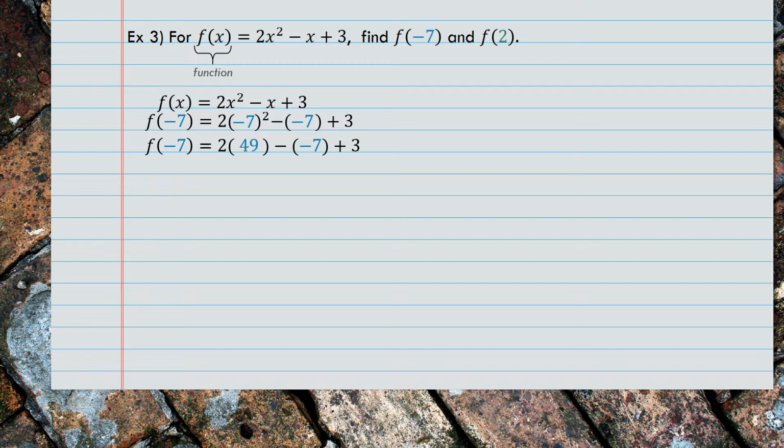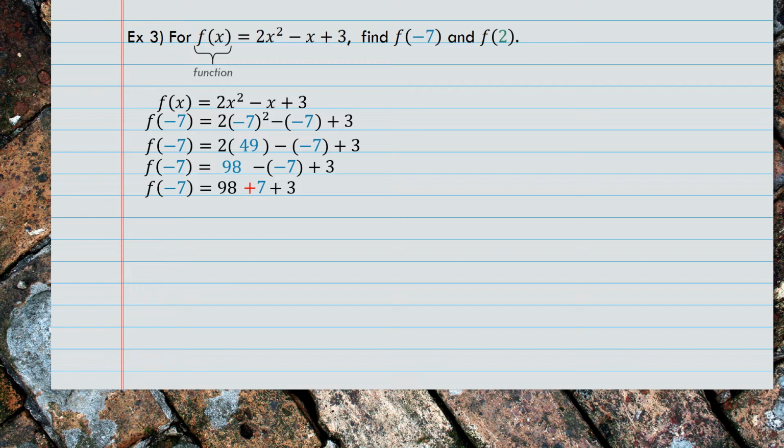From here we have no more exponents, so we look to multiplication and division. And we do have multiplication. 2 times 49 is 98. We bring everything else down exactly as we see it. We do have more multiplication. It's in the form of double negatives. Notice you have minus negative 7. Or you can read that as the opposite of negative 7, which we know is a positive 7. We bring everything else down exactly as we see it.